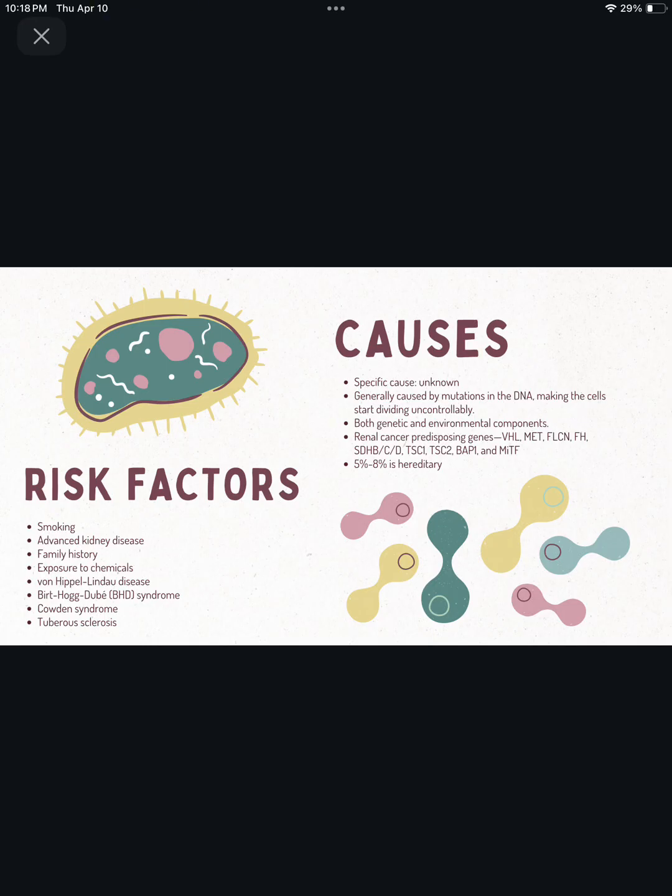Now, some external risk factors include smoking as well as exposure to chemicals. Some genetic components include advanced kidney disease or family history, von Hippel-Lindau disease, Birt-Hogg-Dubé or BHD syndrome, Cowden syndrome, and tuberous sclerosis.